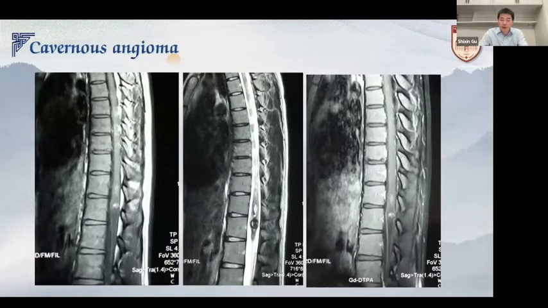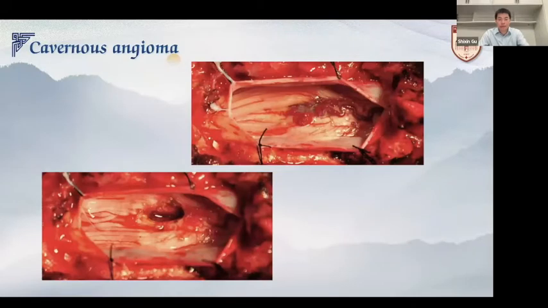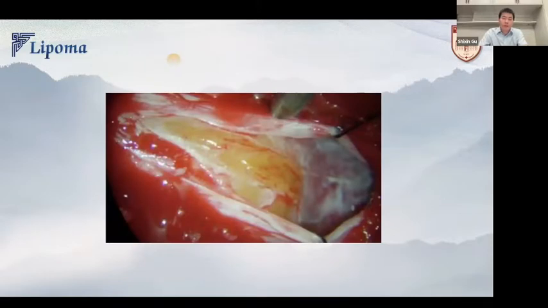Intramedullary cavernous angioma has a layer of hemosiderin between it and the normal spinal cord tissue, which is a marker to separate the interface between the tumor and the spinal cord. This is a lipoma. Although a lipoma is a benign tumor, it has the characteristic of co-growing with the spinal cord tissue. It has no boundaries and it cannot be completely removed.